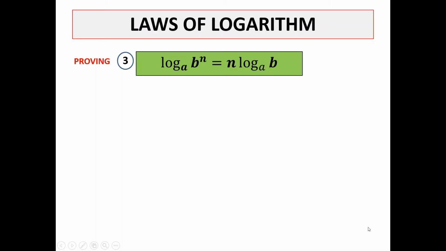Now we move to the third law. We want to prove the third law. So the third law is log b to the power of n base a is equal to n times log b base a. For this law, it is very easy to memorize. You can just bring n to the front. From a power, it will become the multiplier.